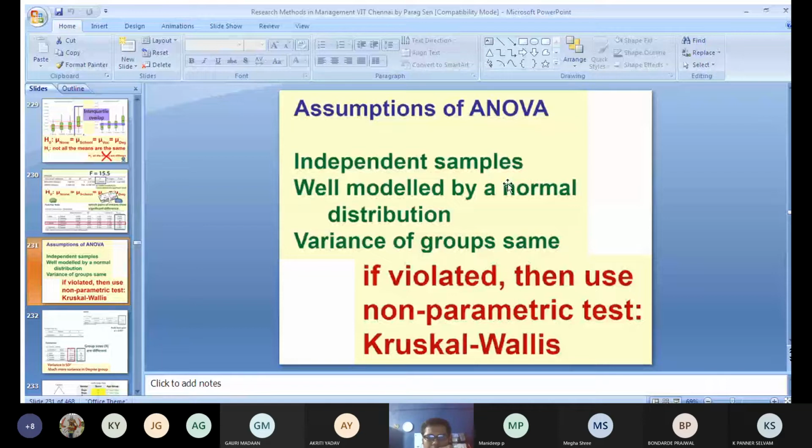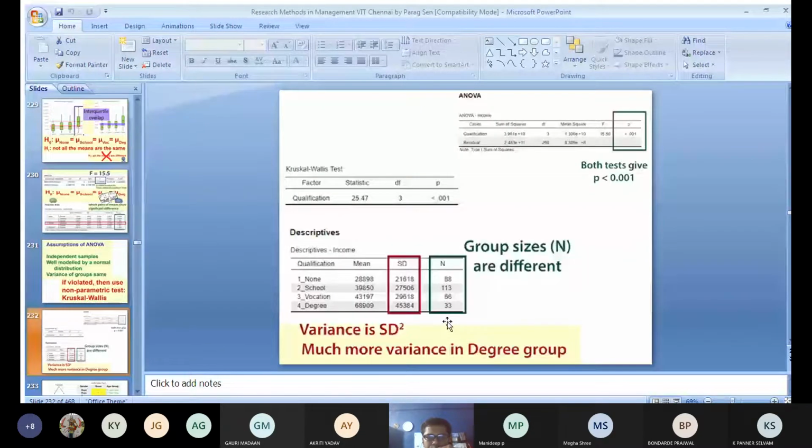Here it is given, the Kruskal-Wallis test. You can see that there are 4 groups: no education, school education, vocational education, degree education. So 4 groups are there. And if you have a look at the standard deviation, then the degree group, the 4th group, has a very high standard deviation, which is not even closer to the other groups, non-school and vocation.